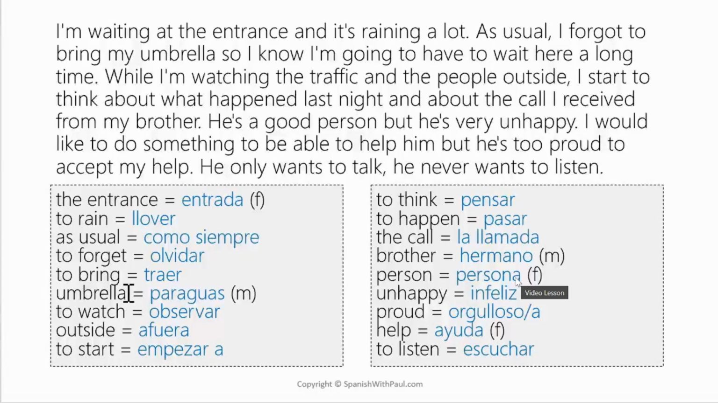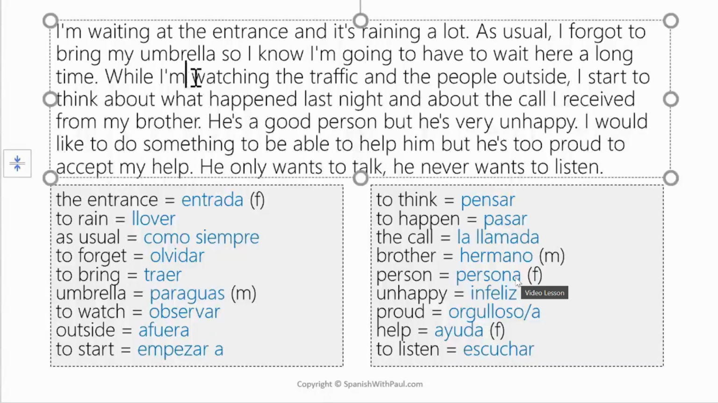Now look at the word for umbrella. It literally means for water. You can see para agua, but the pronunciation is paraguas, and it ends as though it were plural, but the umbrella would actually be el paraguas. There's a whole group of words in Spanish that do this, and it's something that we'll go through later on in the course. But for now, umbrella is el paraguas.